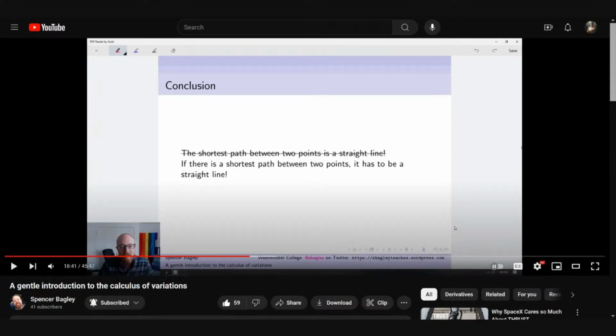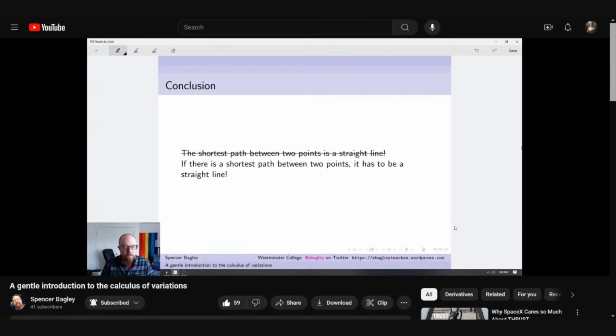If there is a shortest path between 2 points, it has to be a straight line. But there might not be a shortest. If there is a shortest path between 2 points, it has to be a straight line. I am not going to get into the subtleties here of this necessary versus sufficient distinction, because there's a lot more complicated math that you have to do if you're going to deal with that.